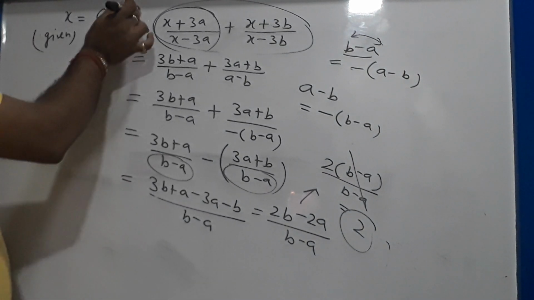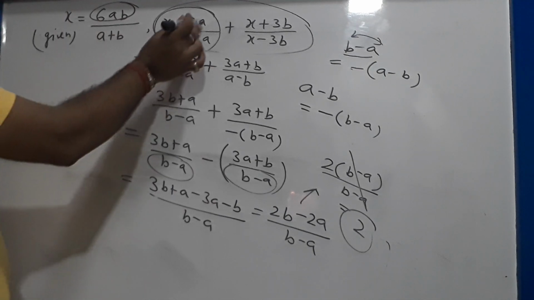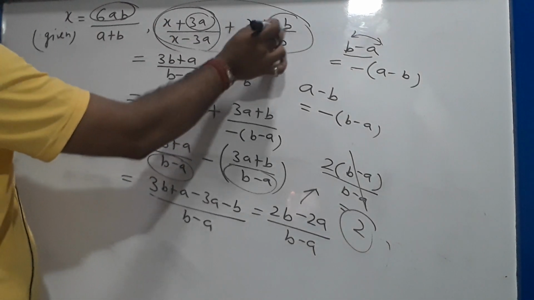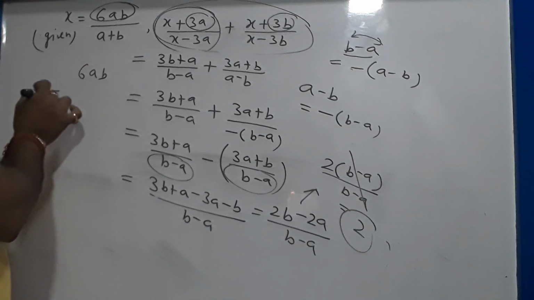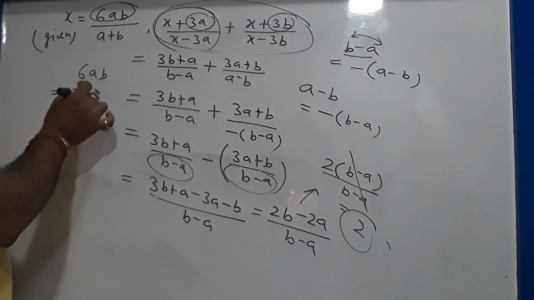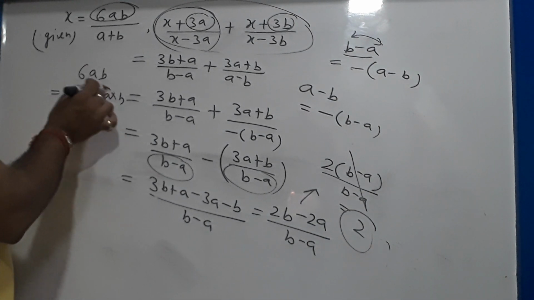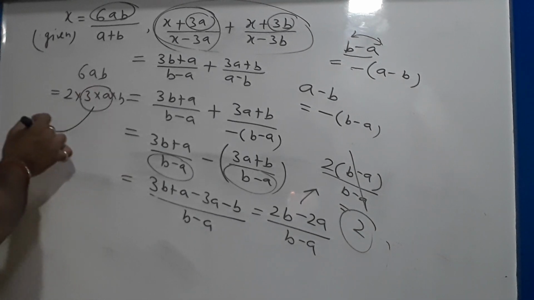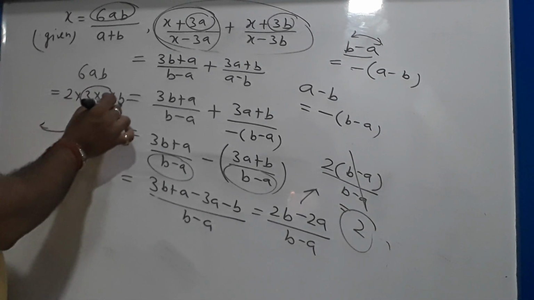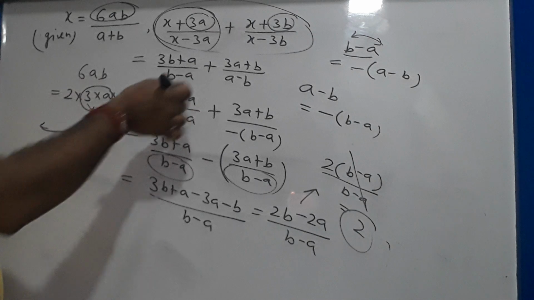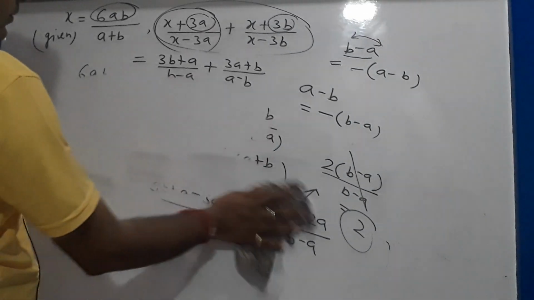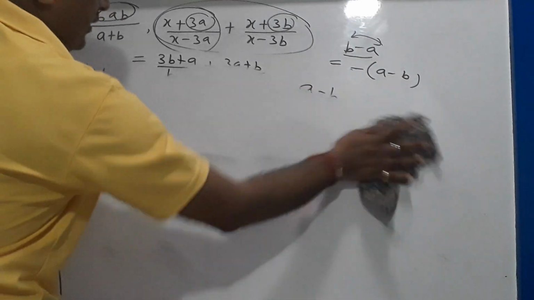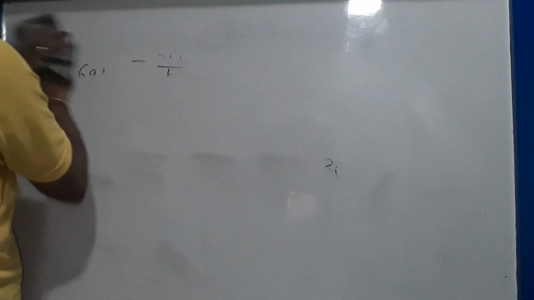So it is 6AB. To bring this 3A and 3B in the picture, we write 6AB as 2 into 3 into A into B. Then first I will take 3A in the denominator, then I will take 3B in the denominator, and then we apply the C and D rule.